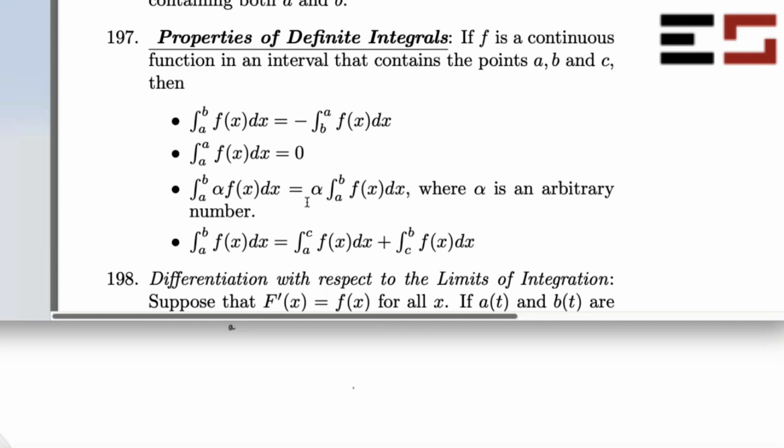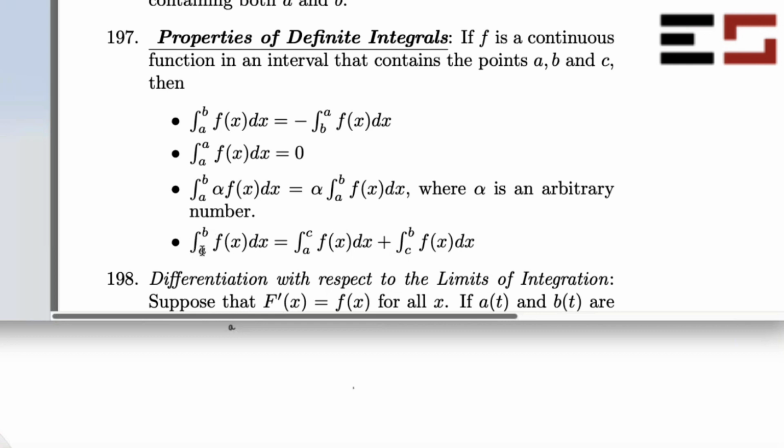Well, that's just going to follow straight from the similar property for the indefinite integral. So you can take the alpha out. Is that clear? What about the next one? How do you prove the next one? What is the left hand side in terms of capital F?